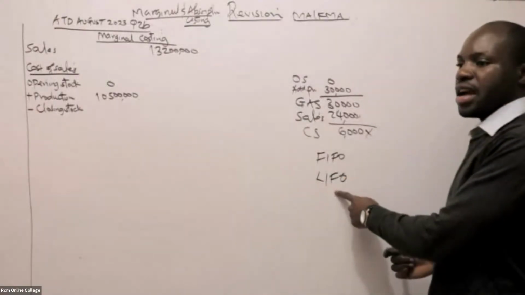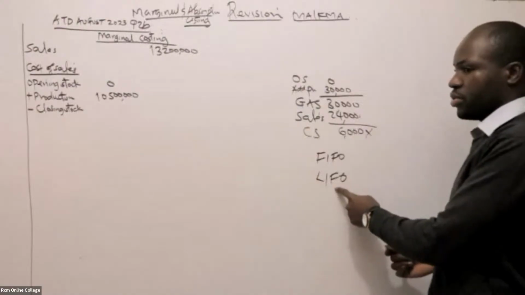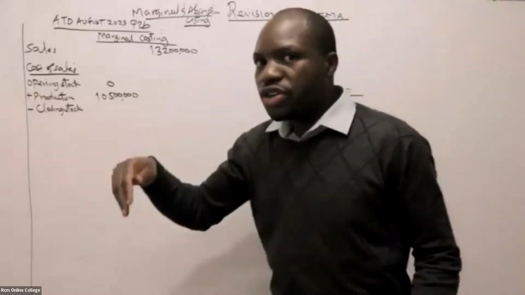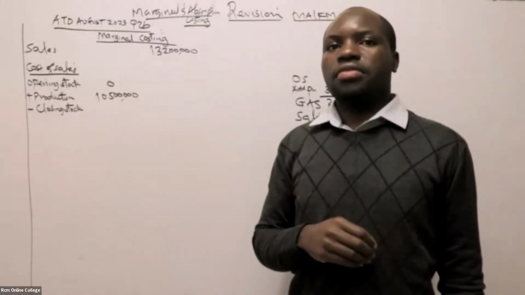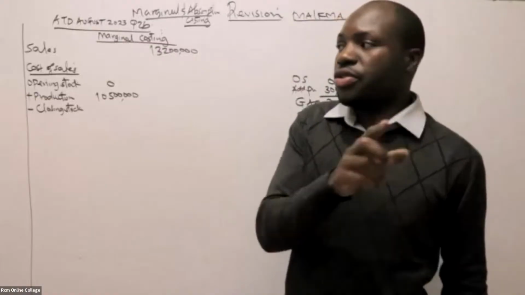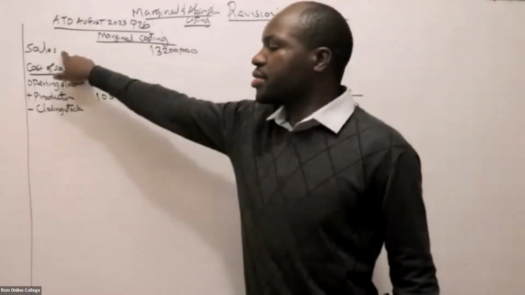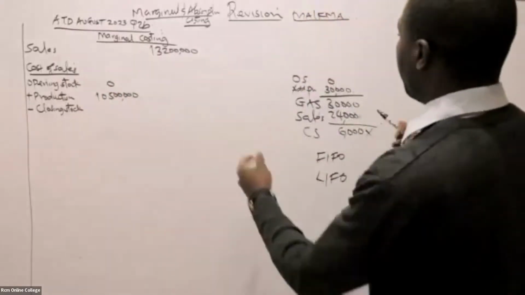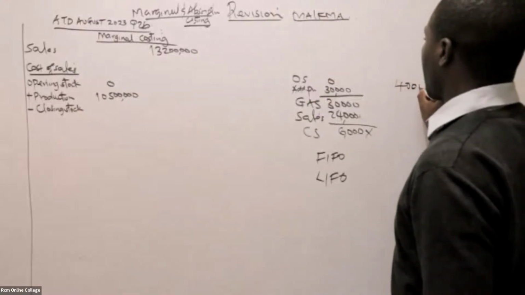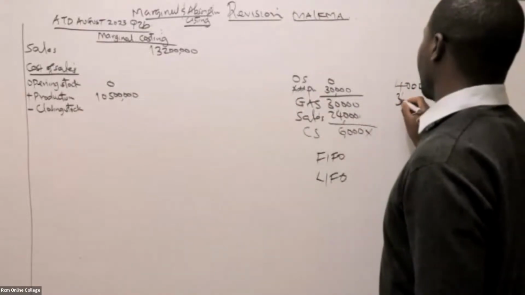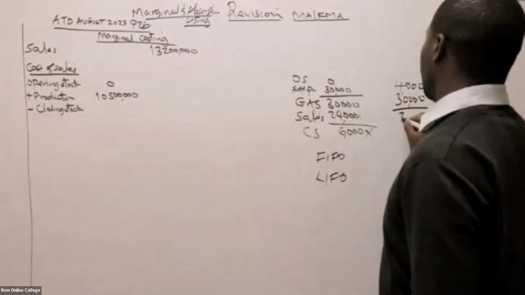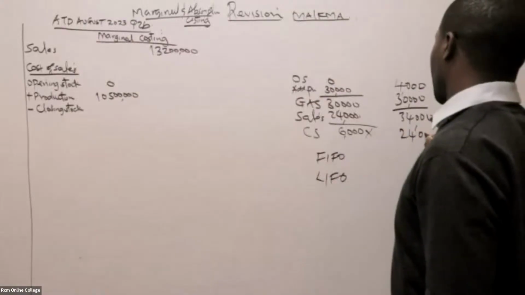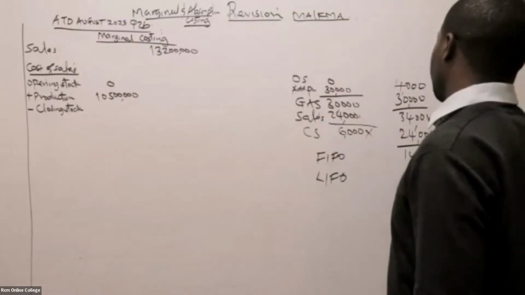Last in, first out. What do I mean? When you say last in, first out, it means whatever was produced during the year will be sold first. So if you had opening stock, these sales will not include the opening stock. Let's say we had opening stock of 4,000, and what has been produced is 30,000. We're talking about 34,000. Then what was sold is only 24,000. You are having a closing stock of 10,000.